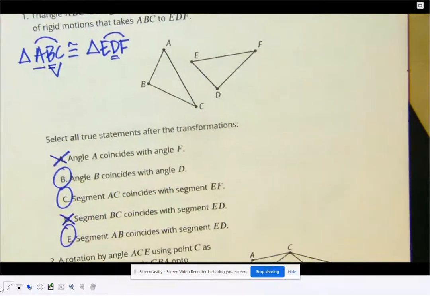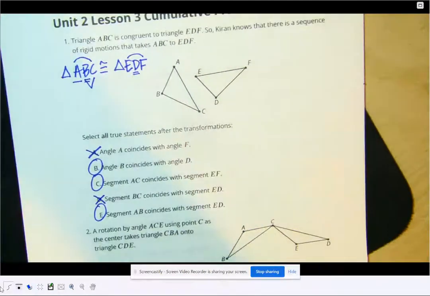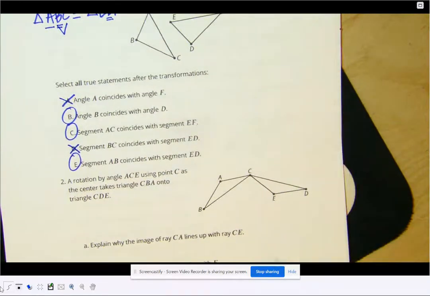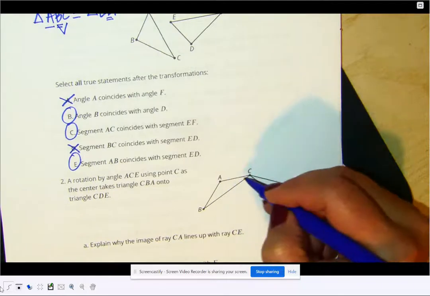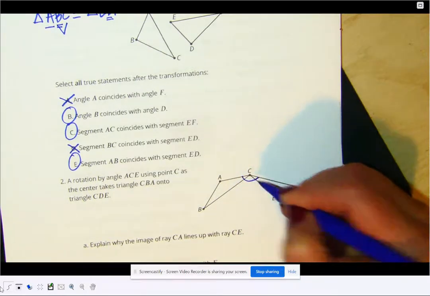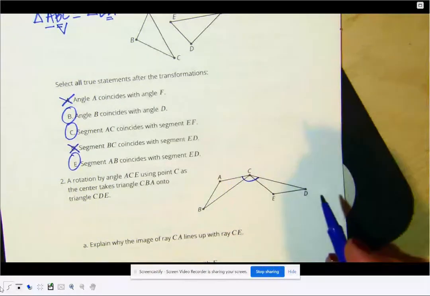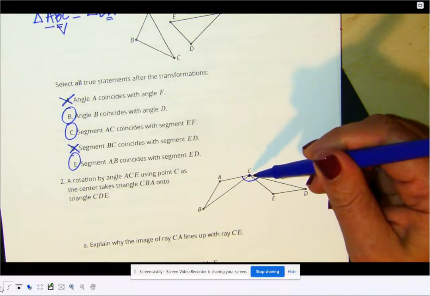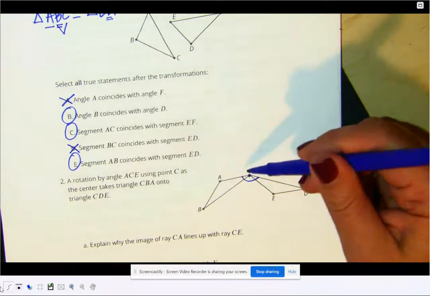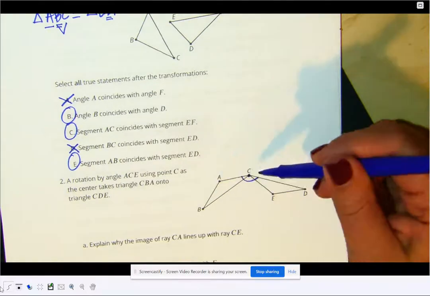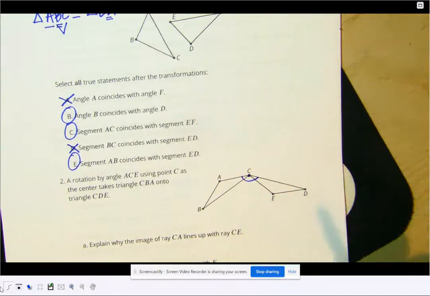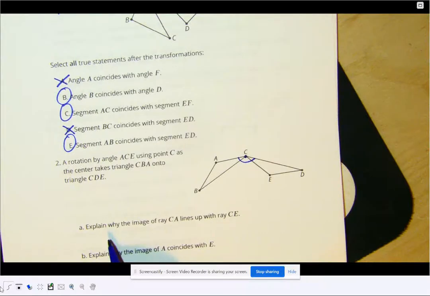Okay, you could also look at the shape. I find that once the congruent statement is made, it's easy to just look at the arrangement of the letters. Number 2, a rotation by angle ACE. So that's this angle right here. They took this shape, rotated it, using point C as the center, takes triangle CBA to CDE. So imagine this rotating onto that. Okay, we could get tracing paper if we wanted. It says, explain why the image of CA lines up with CE.